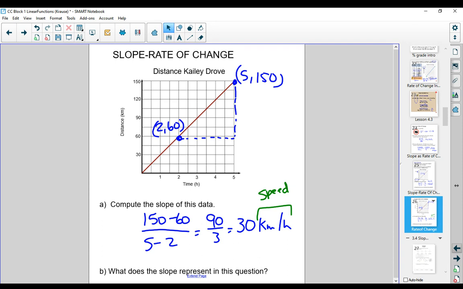And that's the entire lesson. So you have a fairly short assignment to work on just to get some practice with this. Essentially, you're not doing anything different other than adding units.